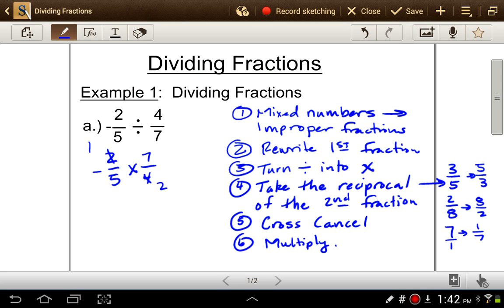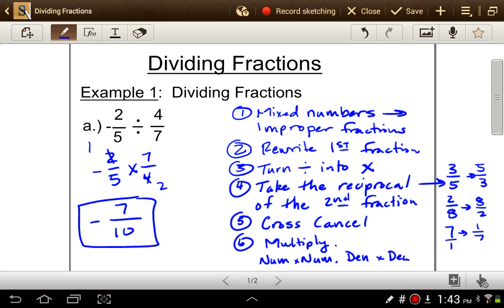Okay, and remember it is numerator times numerator and denominator times denominator. So 1 times 7 is 7, 5 times 2 is 10, a negative times a positive is a negative, so you get negative 7/10. And that is your final answer. Okay? So make sure you write down all of those steps. If you need to pause it, go ahead and pause it. I'm going to move on to my next example.